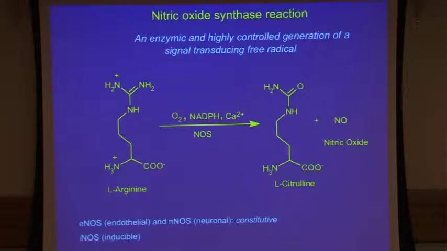Another series of oxidants come from nitric oxide. Nitric oxide normally in our tissues is formed enzymatically by the oxidation of the guanidino group of arginine, leading to the formation of citrulline and nitric oxide. And nitric oxide in general is a signaling molecule. But it's a free radical. It has its own reactivity.